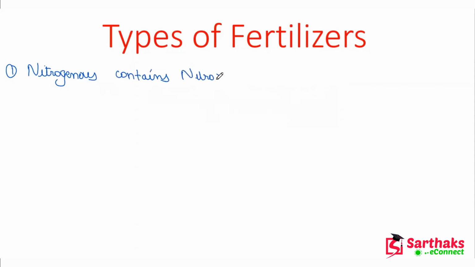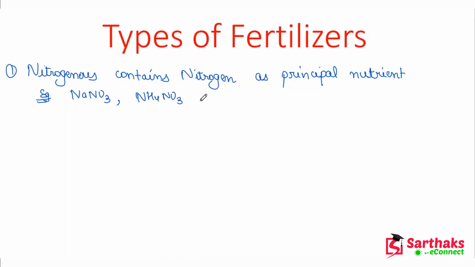Examples of nitrogenous fertilizers are NaNO3, NH4NO3, Ca(NO3)2, etc.